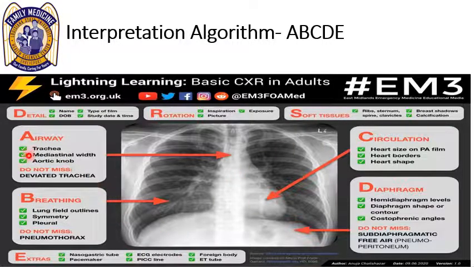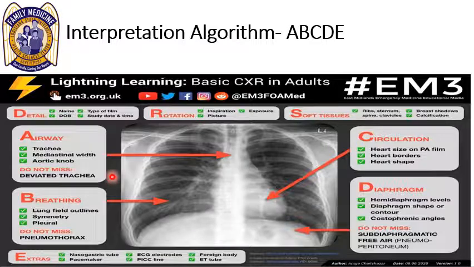So the airway is just that, looking right down the midline, looking at the trachea and the mediastinal width, trying to evaluate if you have any mediastinal widening. For aortic injuries, the aortic knob itself, which is going to be right in this area, if it's highly pronounced to the left of the patient, then that might be concerning that there is something more nefarious going on.